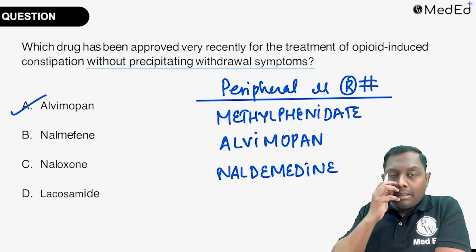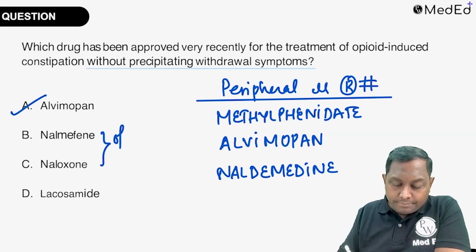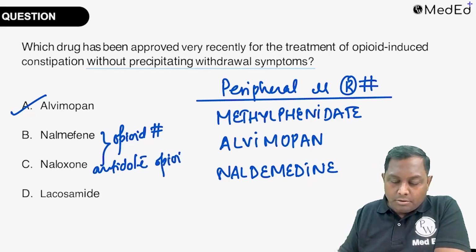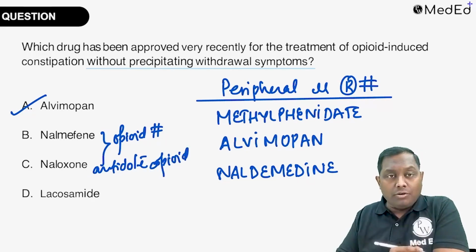Naloxone and nalmefene are all opioid antagonists. They can be utilized as an antidote of opioid poisoning. Opioid poisoning antidote is naloxone, which we can give easily by IV route.